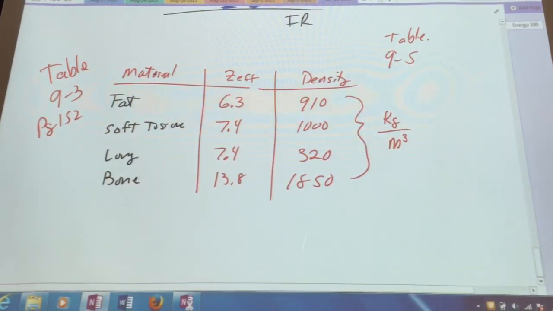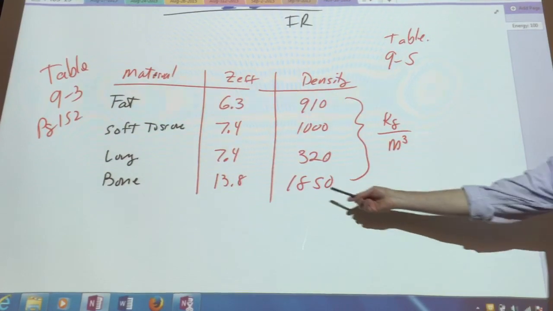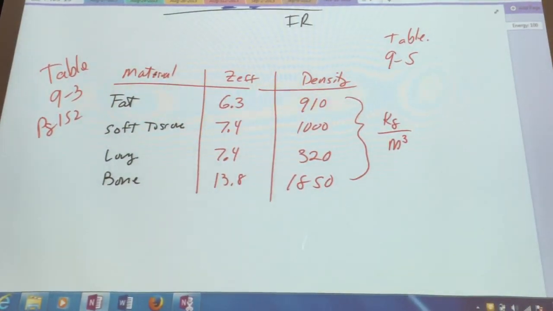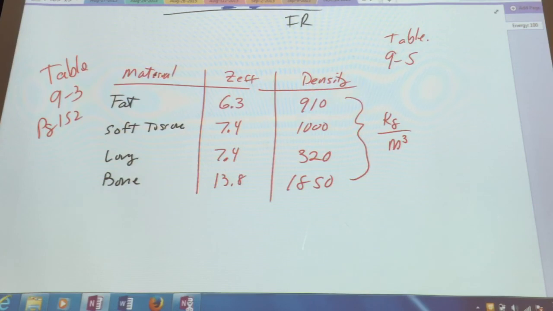Bone, very high density. And you're trying to think about probability to absorb. So, higher density, more likely to absorb. Higher Z, more likely to absorb. So, which is going to be the most likely thing to absorb a photon? Bone. Yeah, it's high density, it's got a high Z value. And the least likely to absorb? Lung. And this is probably your experience, right? This is what you've been seeing. The lungs, not much there, and the bones are there.